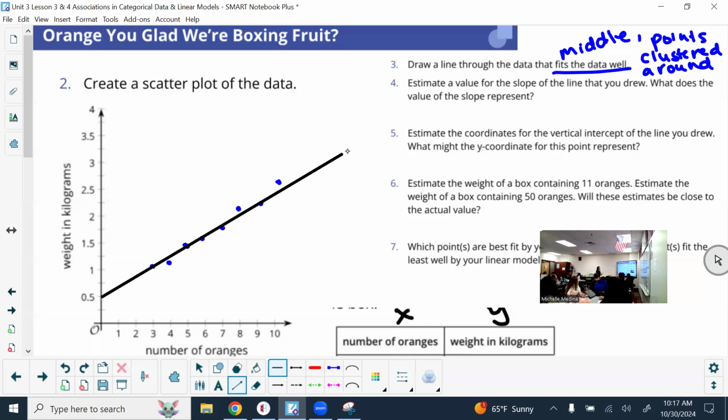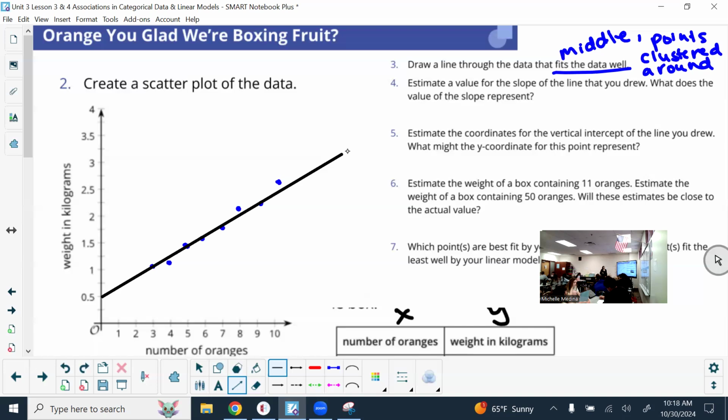So does it have to touch all the dots? Does it have to touch any of the dots? Technically, no. It just has to go through the middle of the data. If it touches some of the dots, great. But we need some above, some below. So the points seem clustered around it. It's just you knowing where to draw the line. Middle of the data or the points are clustered around it.